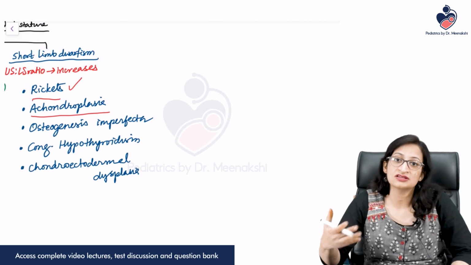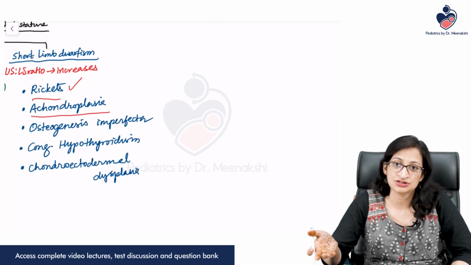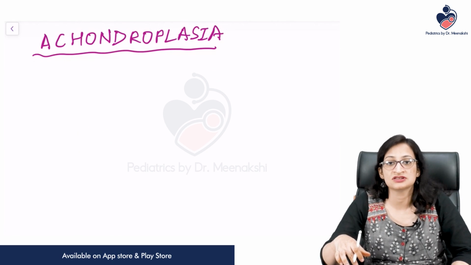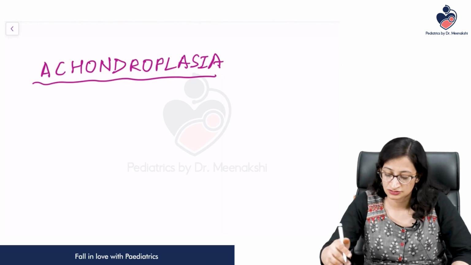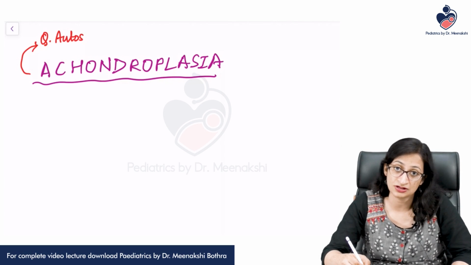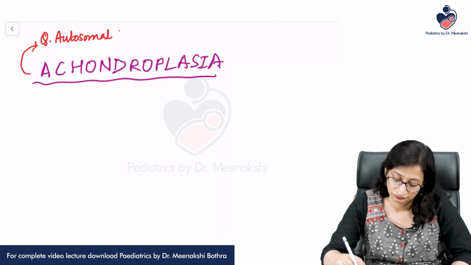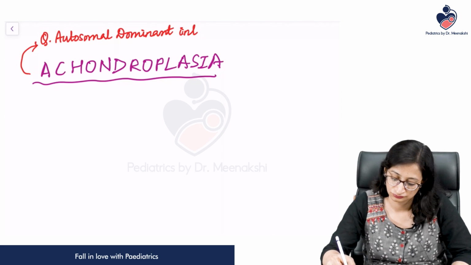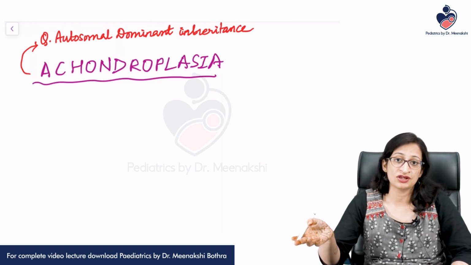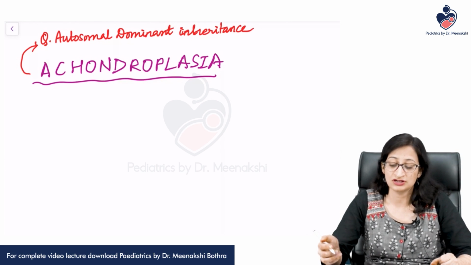Okay. So, let us see some important features of achondroplasia which are important for our MCQs. So, achondroplasia, as we mentioned, is a classical example of autosomal dominant inheritance. Very, very important. A direct question has come multiple times. Now, some important features of achondroplasia which are important for MCQs, let us see.